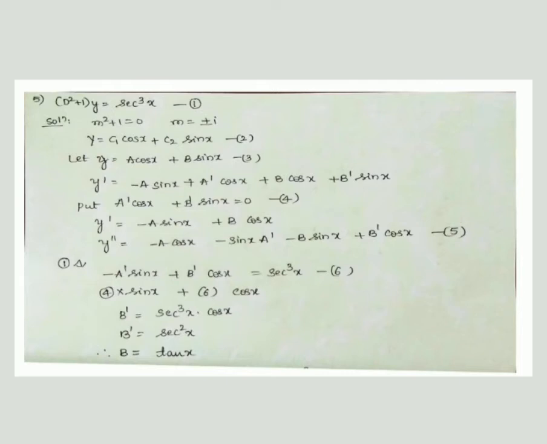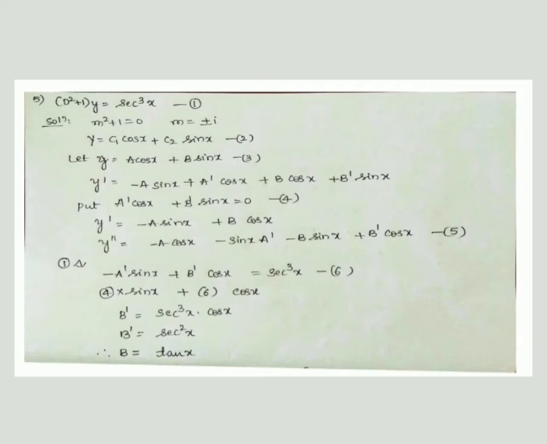So till equation number 6 we will obtain the same. Now again multiplying equation 4 by sin x and equation number 6 by cos x, add those two equations. We will obtain b dash as secant cube x and cos x. So here one secant x will get cancelled. That's why b dash is equal to secant square x. So that gives b value as tan x, because integration of secant square x is tan x.